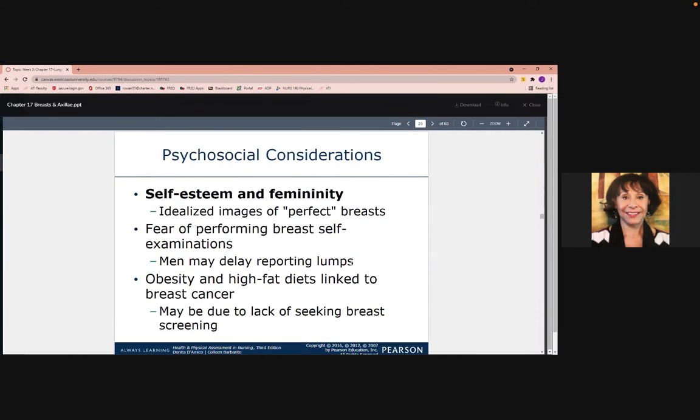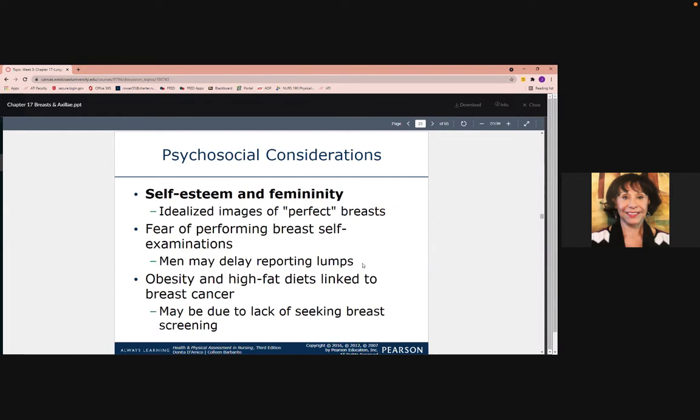Self-esteem and femininity. Many women have idealized the perfect breast, and sometimes they are afraid to have a mammogram because they are afraid they might be told they have cancer. So they fear performing breast self-examinations. In men, if they find any type of lump on their breast, they may delay because they are embarrassed and fear that they may have cancer.